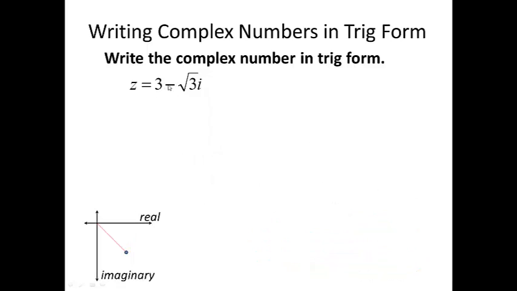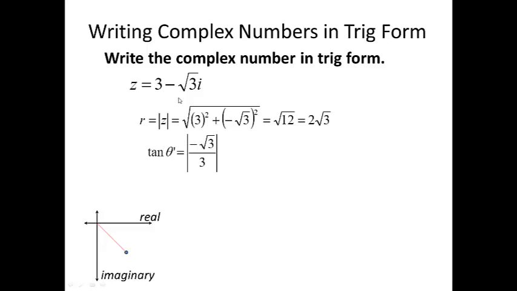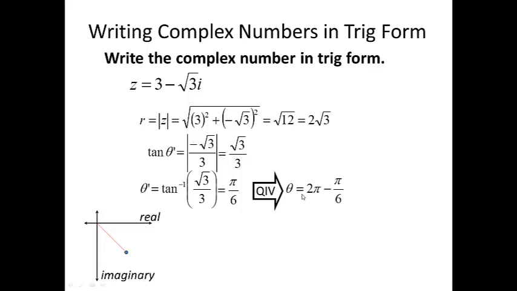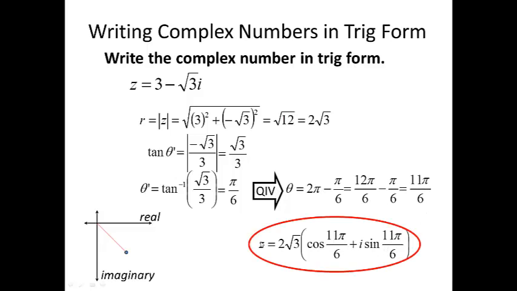On this one, I get 3 minus rad 3i. The magnitude is 2 rad 3. Pause this if you want to work it out yourself. Okay, if you have an answer, you can check it here. You can get rad 3, negative rad 3 over 3, absolute value. And then using the arctangent, we'll get pi over 6. We're in quadrant 4, so we're going to subtract that from 2 pi. Get a common denominator of 2 pi is 12 pi over 6. That's 11 pi over 6. All right.